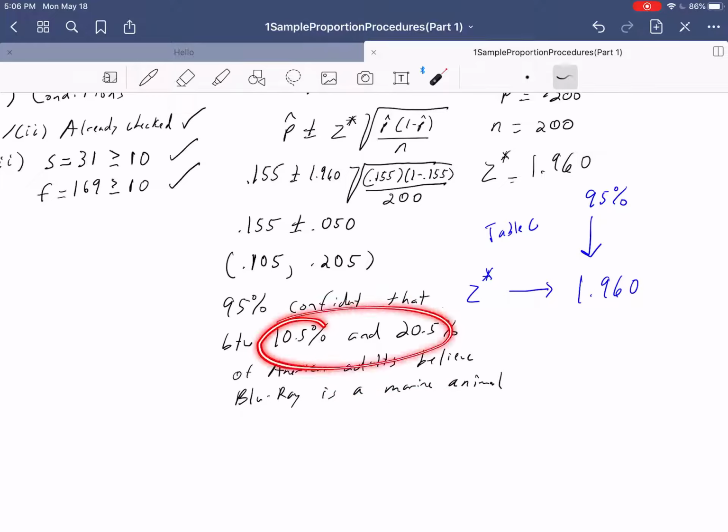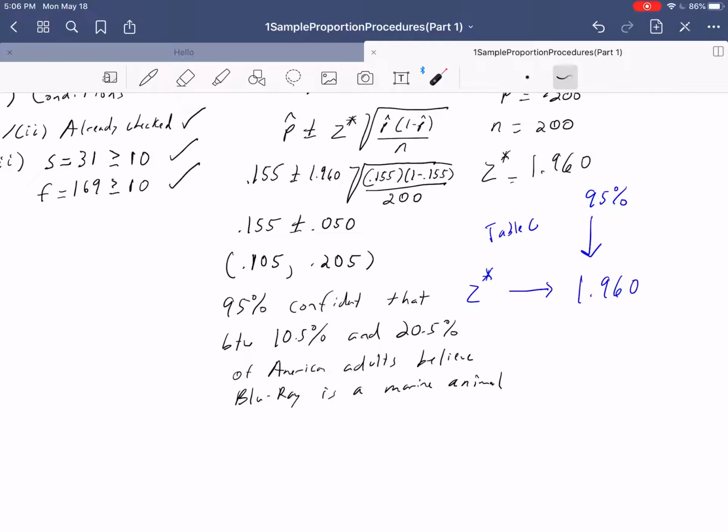Notice at 18%, what we tested as our null hypothesis in part A is right in that range, which is why we were unable to throw it out. That's why we failed to reject H0. That's why we were unable to find evidence that the percentage has dropped below 18%, because that was something we considered believable according to our confidence interval.